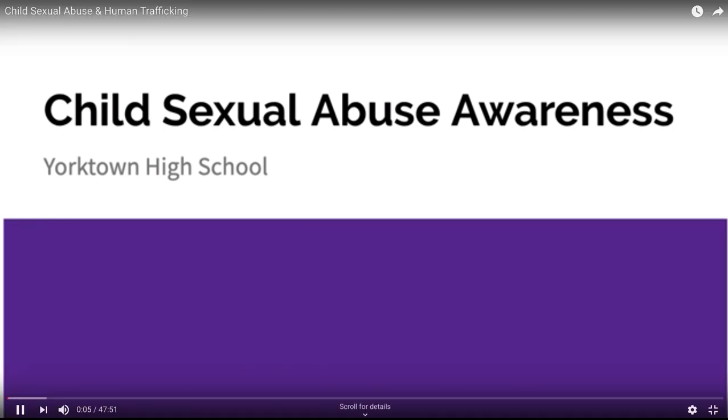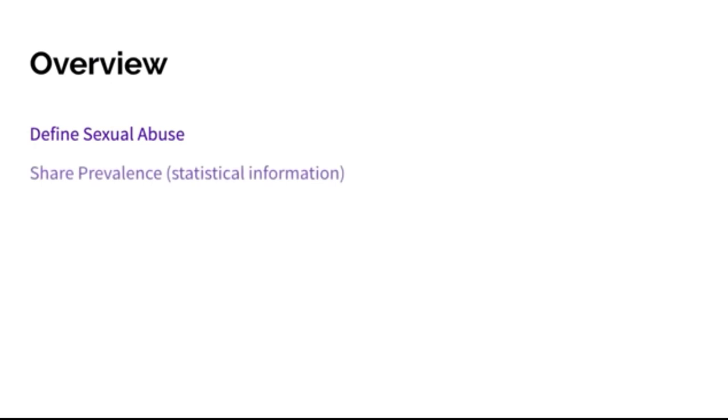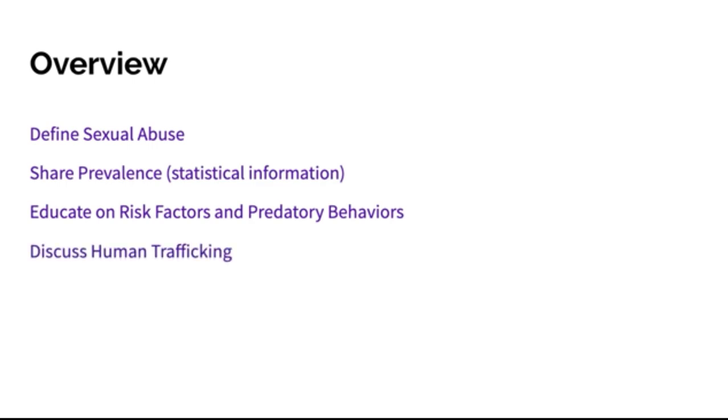Today, the objectives of the lesson would be for you to understand the terms associated with the topics, understand the prevalence, know the risk factors, know how to minimize personal risk, recognize predatory behaviors, become aware of human trafficking, identify resources for reporting, and how to get help. Therefore, today we will define sexual abuse, share prevalence with statistical information, educate on risk factors of predatory behaviors, discuss human trafficking, and provide resources.